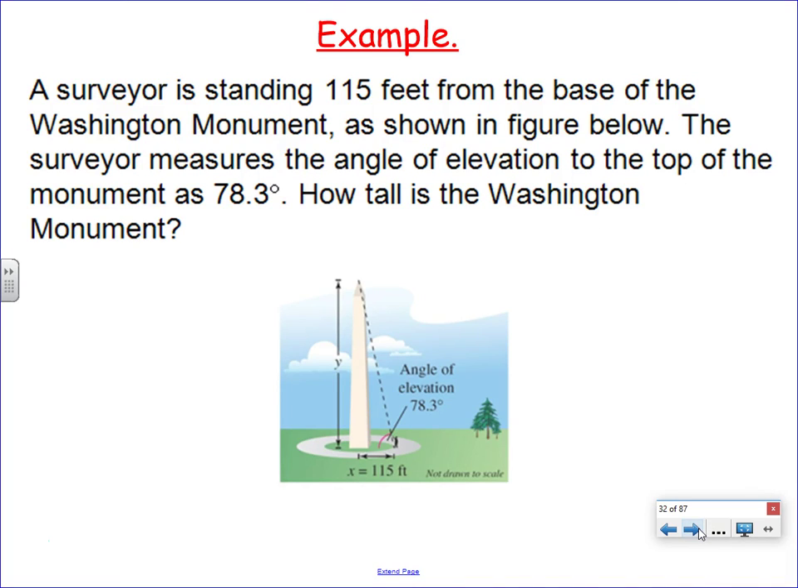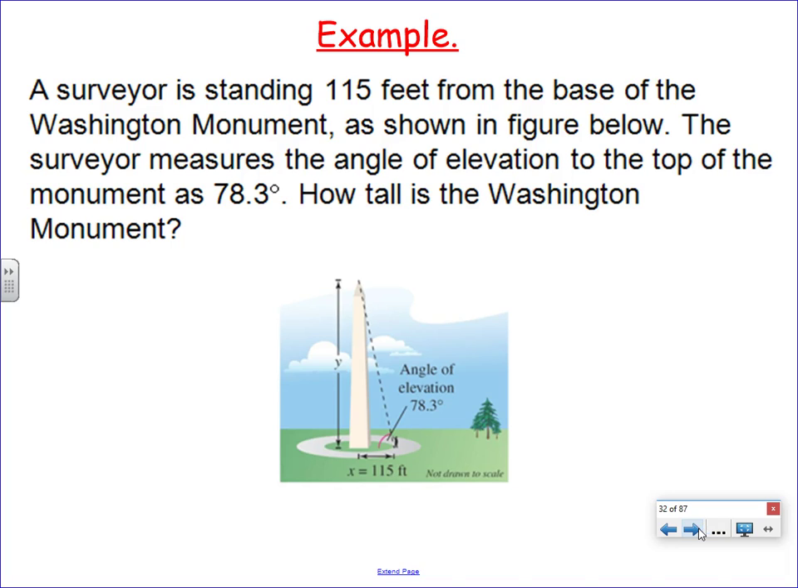Okay, this one you guys were trying to solve. A surveyor is standing 115 feet from the base of the Washington Monument, as shown in the figure below. The surveyor measures the angle of elevation. We even marked it for you guys. The surveyor measures the angle of elevation to the top of the monument at 78.3 degrees. We need our calculator. That's not in the unit circle, right? Okay. How tall is the Washington Monument?